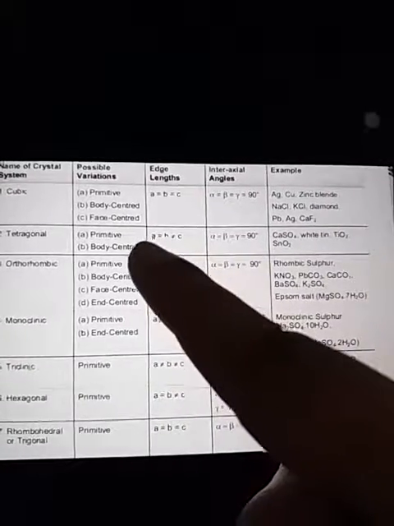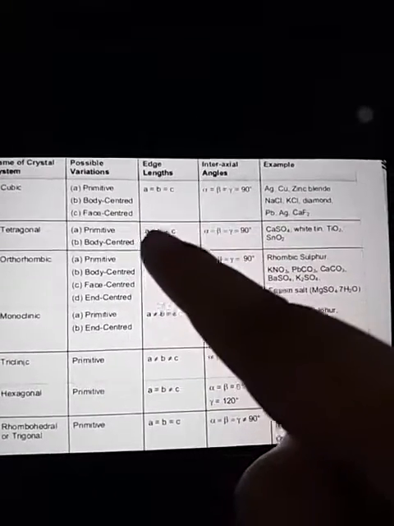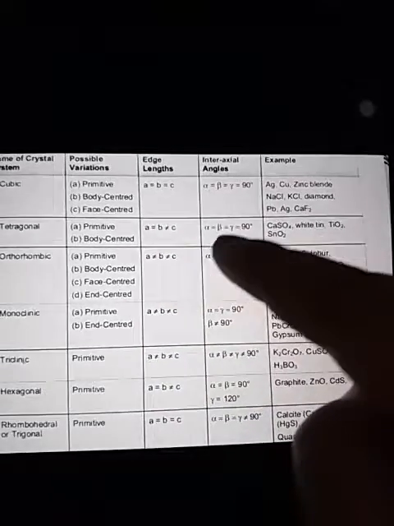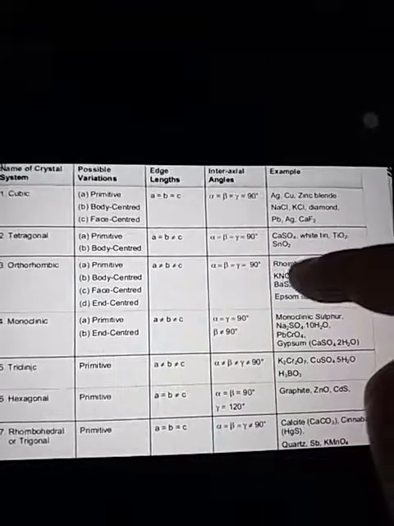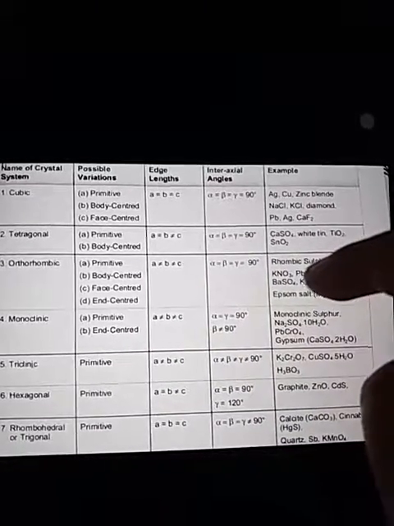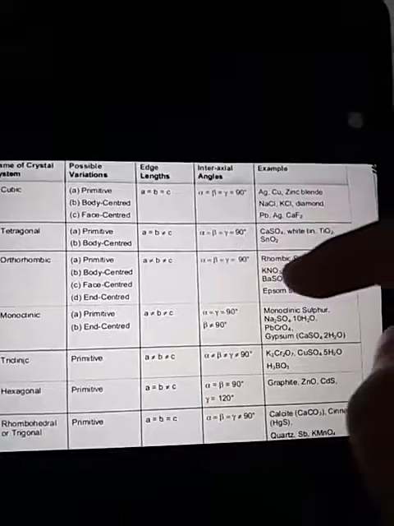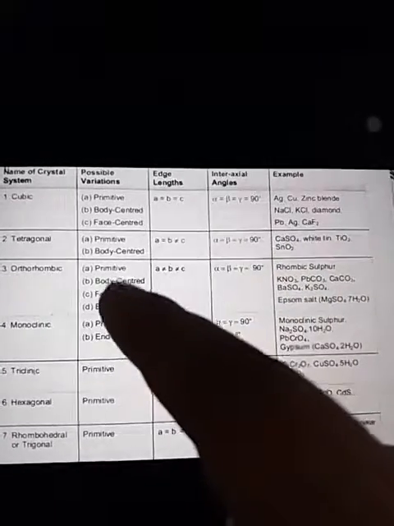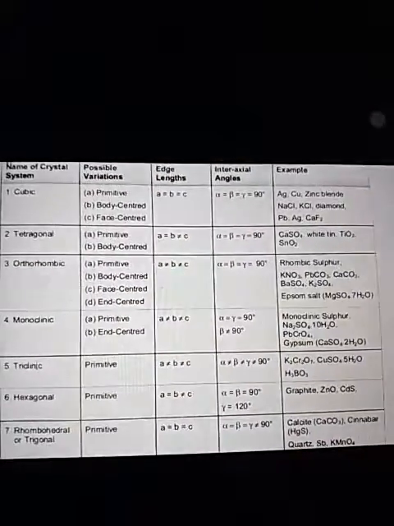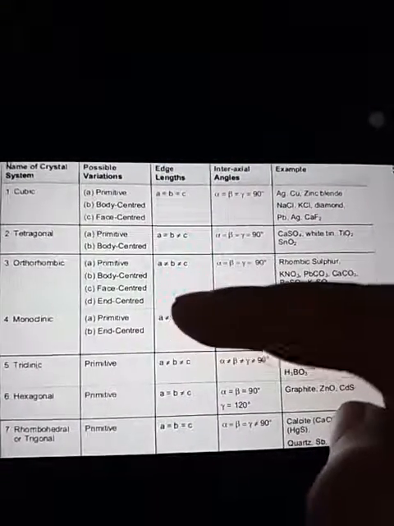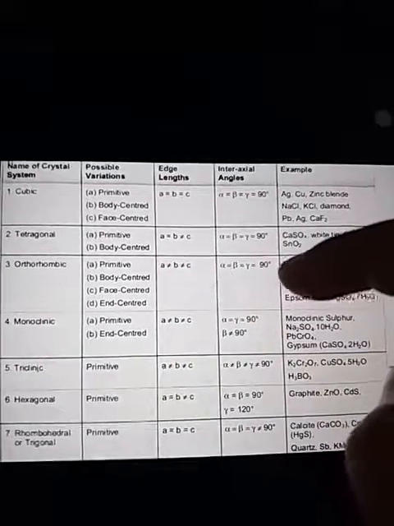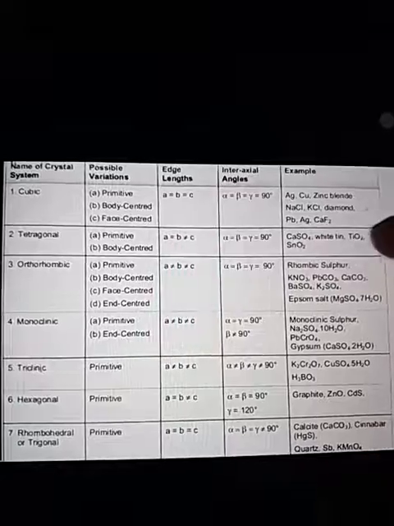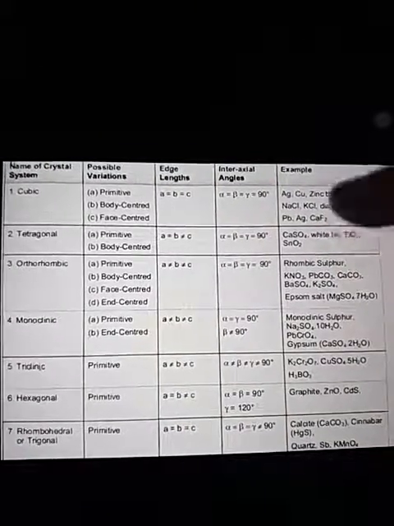So face centered will not be possible means C is not equal. A is equal to B is not equal to C. But alpha, beta, gamma is 90 degree. So example CaSO4, white tin, TiO2, then stannum oxide, SnO2. Then orthorhombic. This also, here 4 are possible, all 4 arrangements, primitive, BC, FC, EC. But A is not equal to B is not equal to C and alpha, beta, gamma are equal. Rhombic sulfur, Epsom salt and all these are examples.